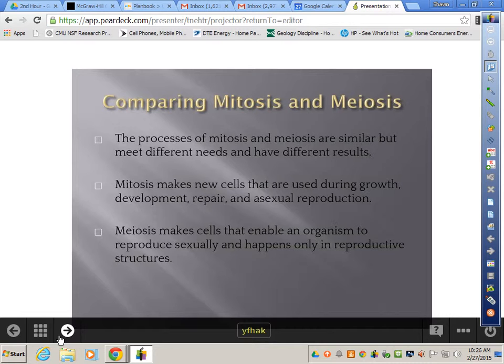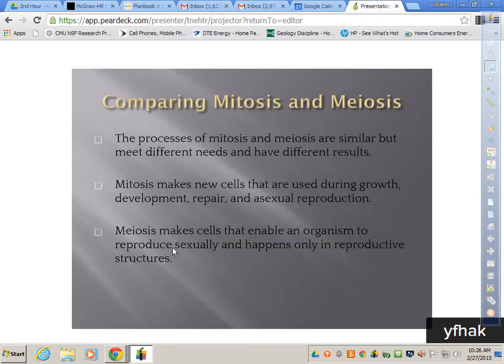Get on task. Mitosis makes new cells that are used during growth, development, repair, and asexual reproduction, whereas meiosis is going to make cells that enable an organism to reproduce sexually, and it happens only in the reproductive structures. And if I ask you the reproductive structures, you would tell me those are ovaries and testicles, the male and female gonads.